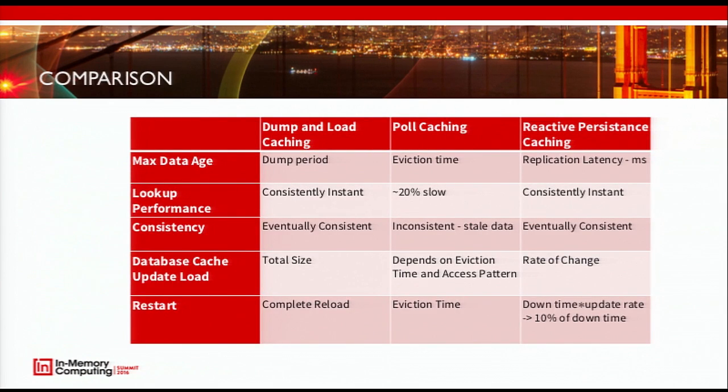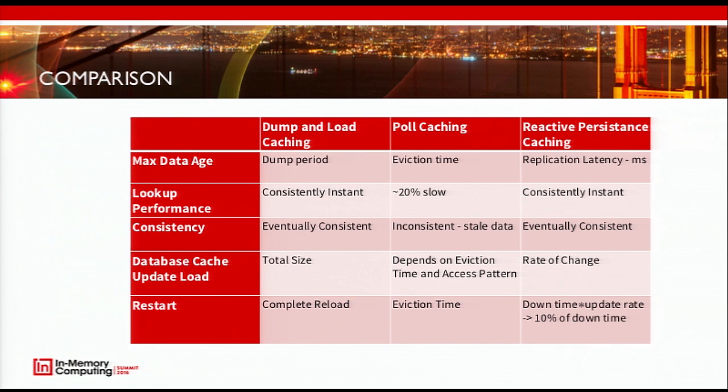So this is a comparison between the methods. If you have dump and load, your max data age will typically be the dump period, say a day or so. So your data is 1 day old. With the eviction, it's the TTL eviction time, which is usually like 2 minutes. So you evict data after 2 minutes, and if you're unlucky, your data is 2 minutes old. That's trivial. But in reactive persistent caching, you feed data in all the time, so your data is only like milliseconds old, like 10 milliseconds or 100 milliseconds. So you have a much fresher data set.